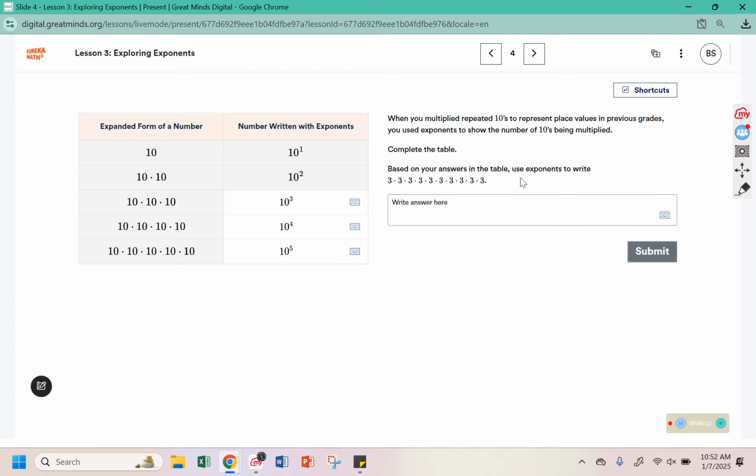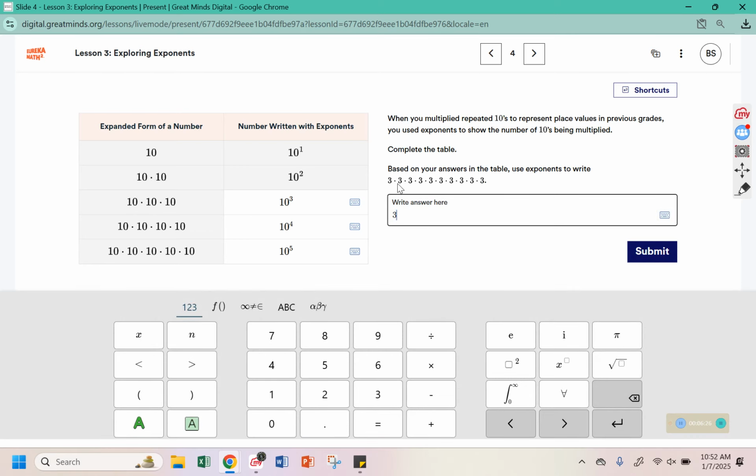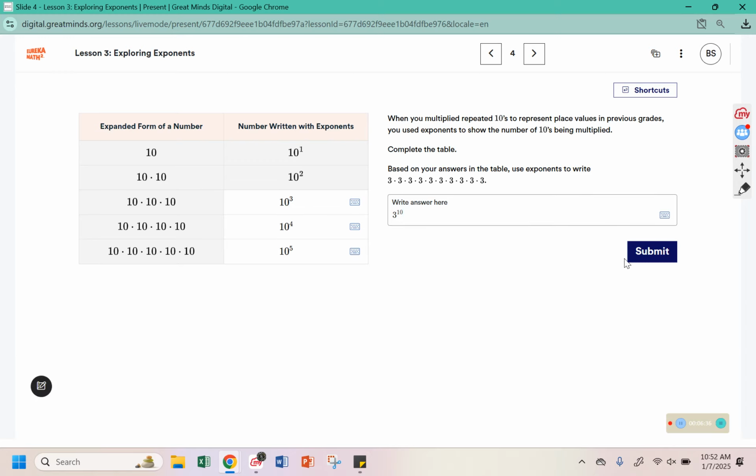Based on your answers in the table, use exponents to write this one. The base is the number being multiplied. So in this one, instead of 10 being the big number, we're going to use 3 as our big base. And there are 1, 2, 3, 4, 5, 6, 7, 8, 9, 10 of them. So our exponent will be 10. That is not the same as 10 to the third.